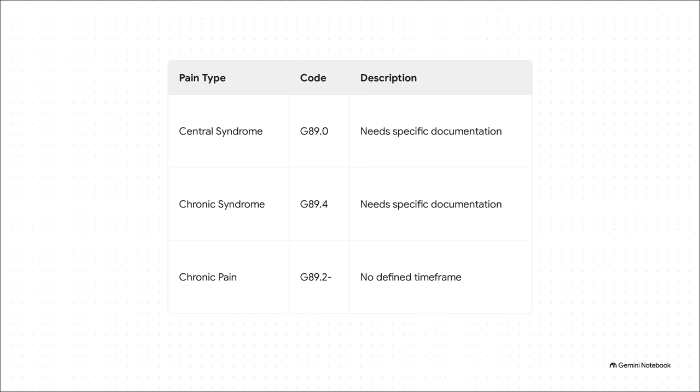But look at G89.0, central pain syndrome, and G89.4, chronic pain syndrome. These are entirely different clinical beasts compared to general chronic pain. You can never just assume a syndrome because a patient has been hurting for a long time. You absolutely need specific provider documentation to use those syndrome codes.